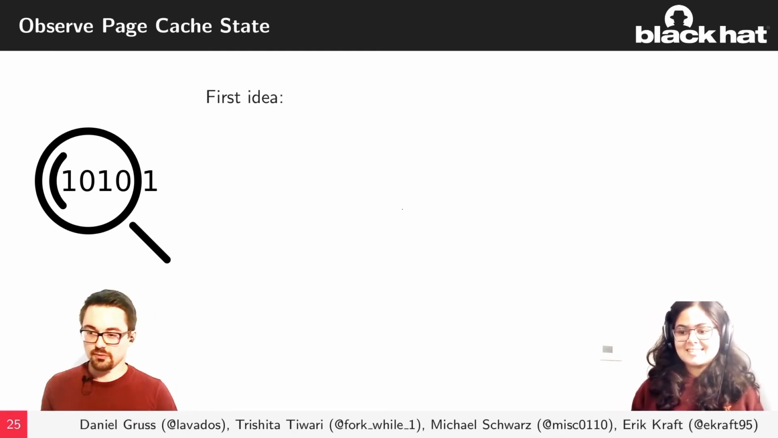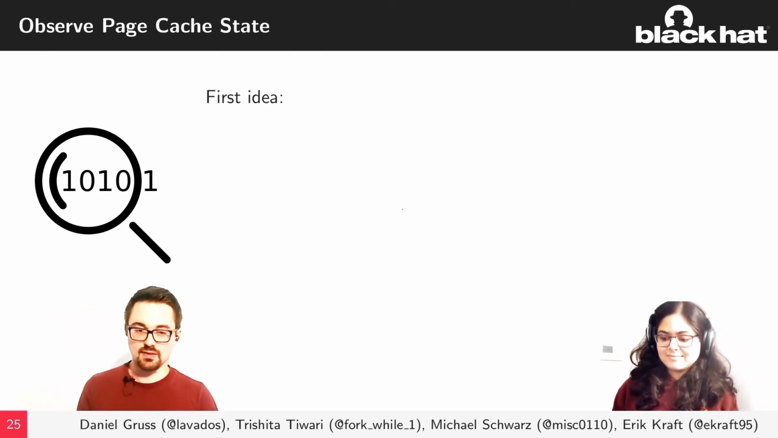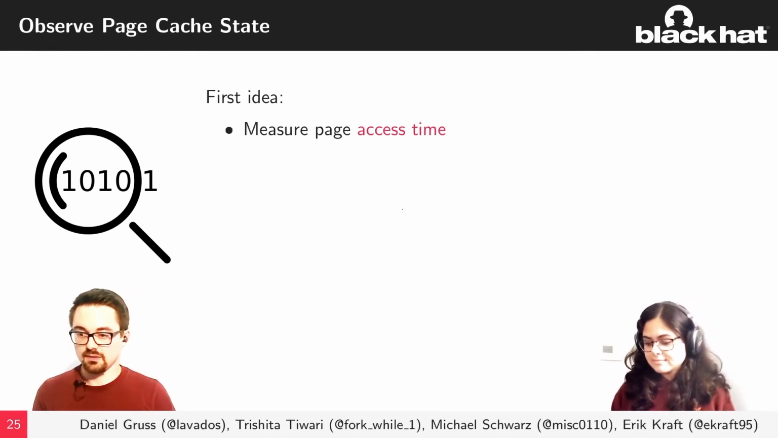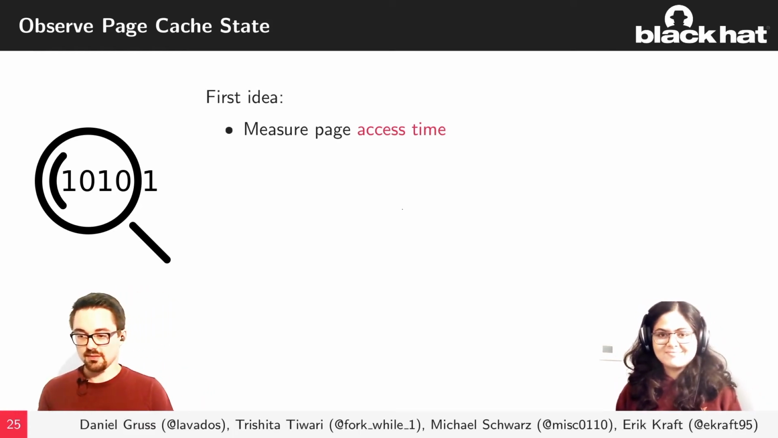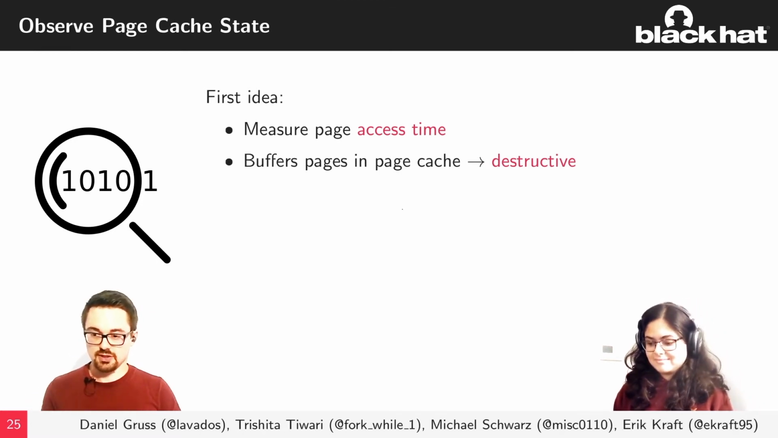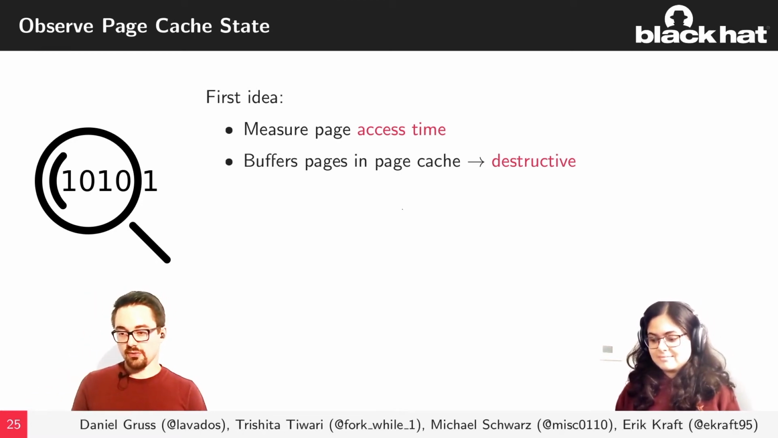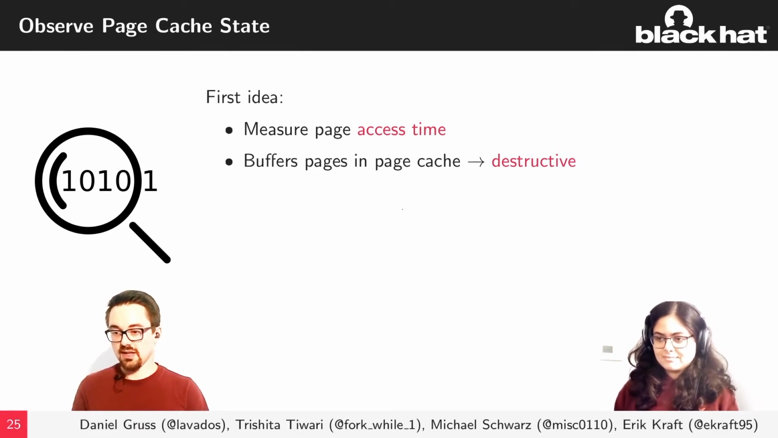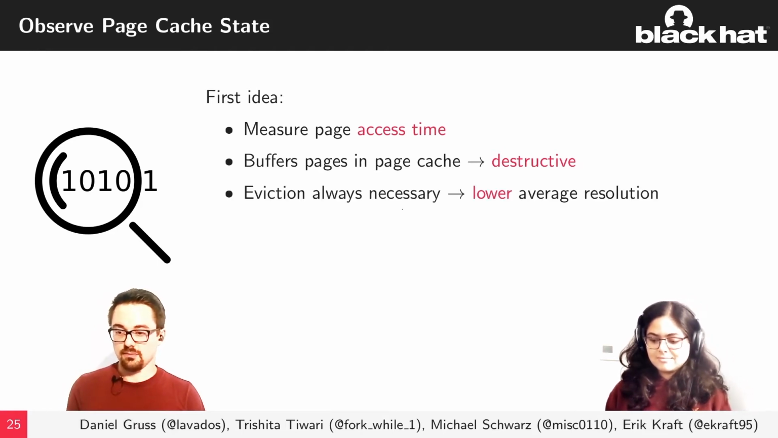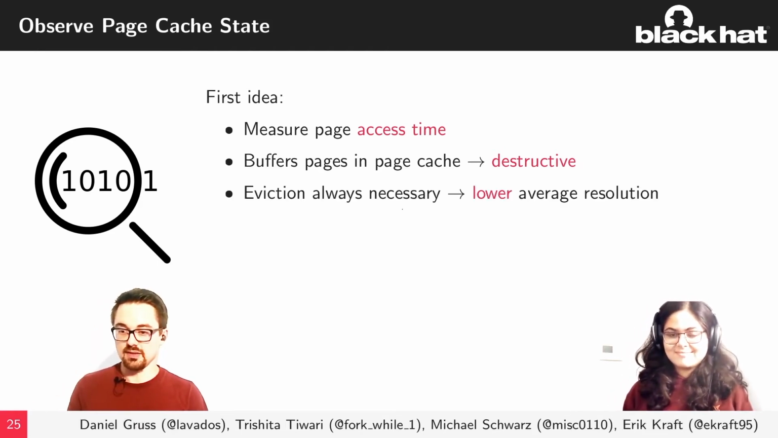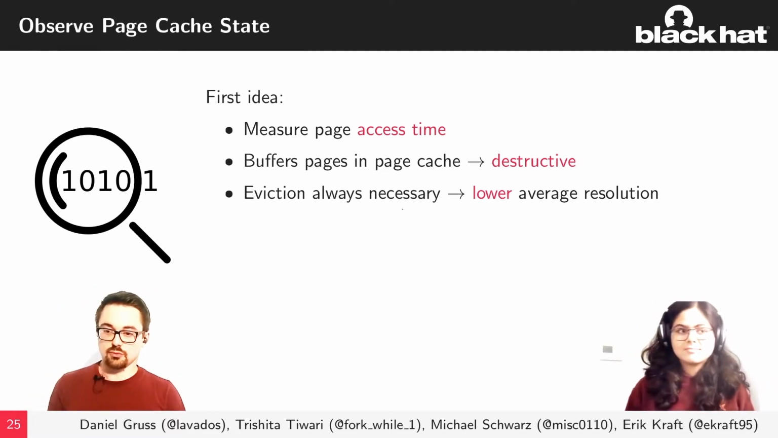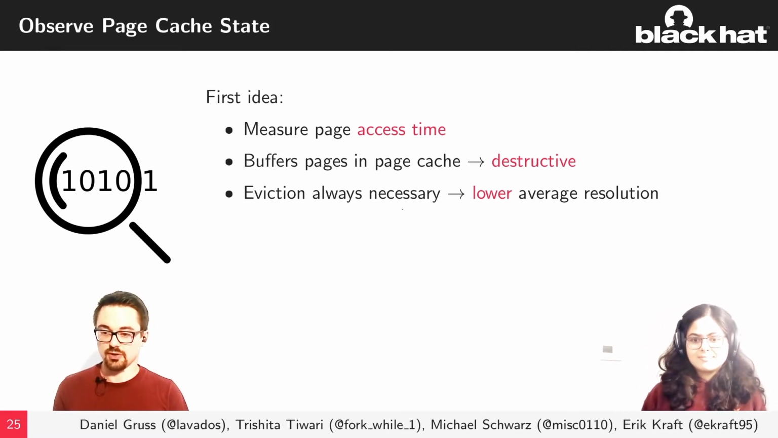So now that we know what an attack could look like, let's look at the first big building block, observing the page cache state. The first idea is, like in this example, you just measure the access time. But the problem with this is that if you access it, you always load it into the cache, and therefore you destroy the current state of the cache. This means even if another process or a victim didn't access the page, you still have it in the cache, and because of that you also have to evict it again so that you can monitor future accesses. And that means that your average resolution in time decreases, which is unfortunate.